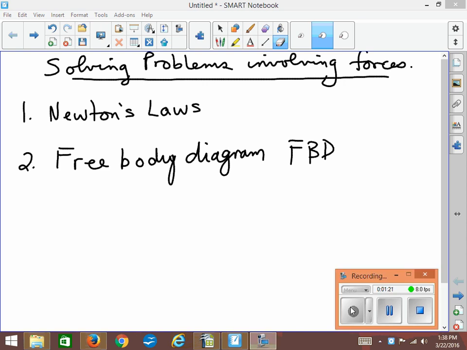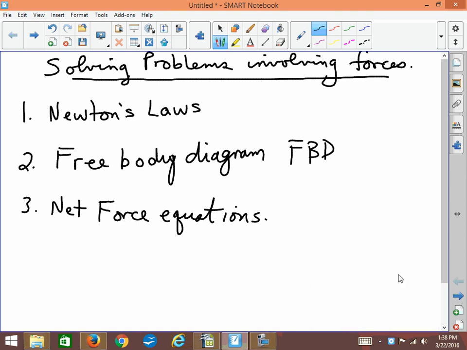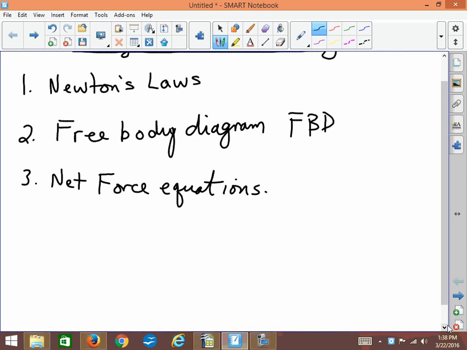Okay, so free body diagram. And the third thing will be what we call net force equations. So, we know what Newton's laws are, so let's go right to the free body diagrams and see what those are. And they're really quite simple.